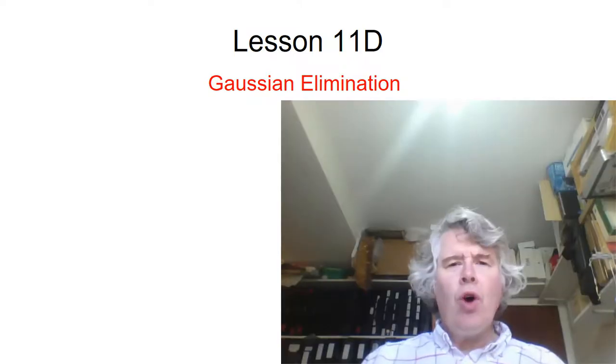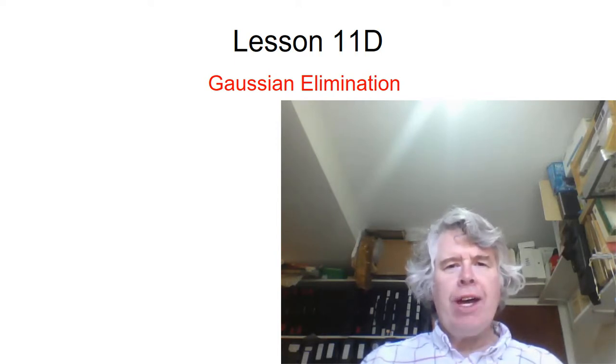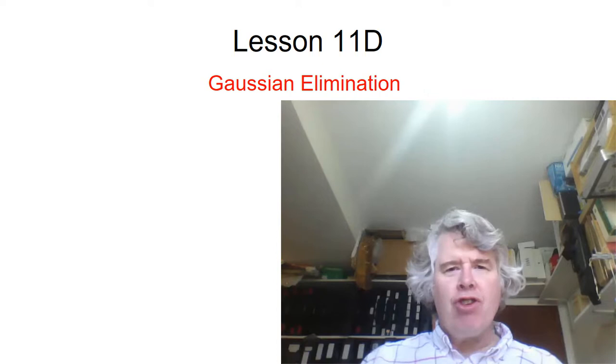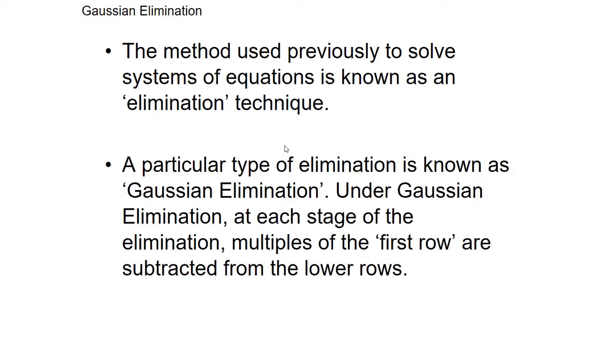We've seen the consequences of trying to solve a system of linear equations. But let's look at one particular method for trying to solve linear equations: the method of Gaussian elimination. The method that we've seen so far to solve systems of equations is an elimination technique, and Gaussian elimination is a specific case of this.